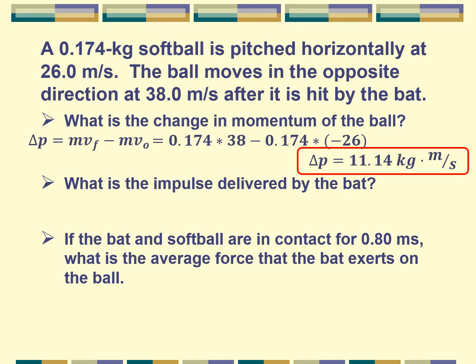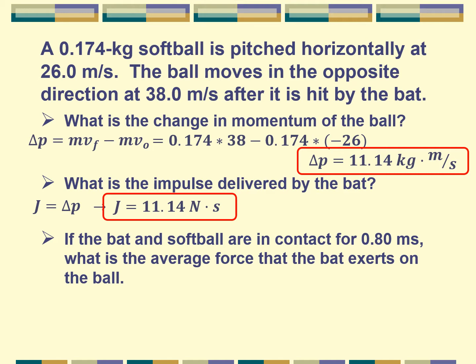Now the next question says, what is the impulse delivered by the bat? If you remember, impulse is equal to change in momentum. So if we have a change in momentum of 11.14 kilogram meters per second, that means we have an impulse of 11.14. And since we're talking about impulse, we use Newton seconds, which is actually the same units as kilogram meters per second. They turn out to be the same.